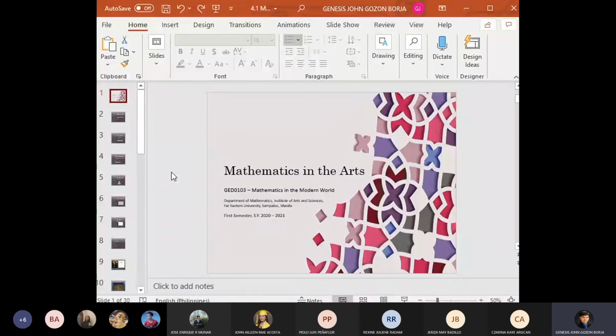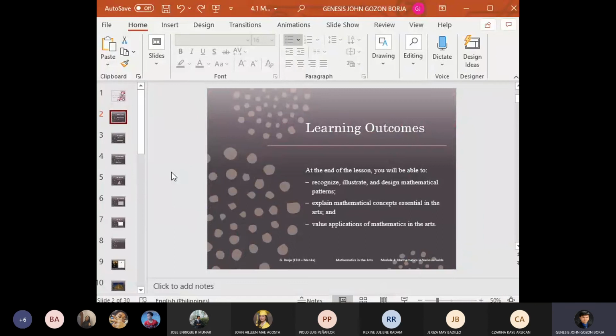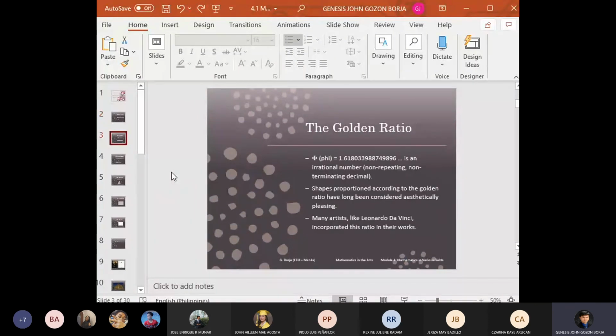Okay. So for here, we might all be familiar with what we call the golden ratio. Mathematically speaking, kapag sinabi natin golden ratio, it's denoted by phi, the Greek letter phi. And it is an irrational number, like the value of pi, a non-terminating, non-repeating decimal. So para siyang yung Euler constant na diniscuss na rin natin dati. The value of phi is 1.618033 and so on and so forth.